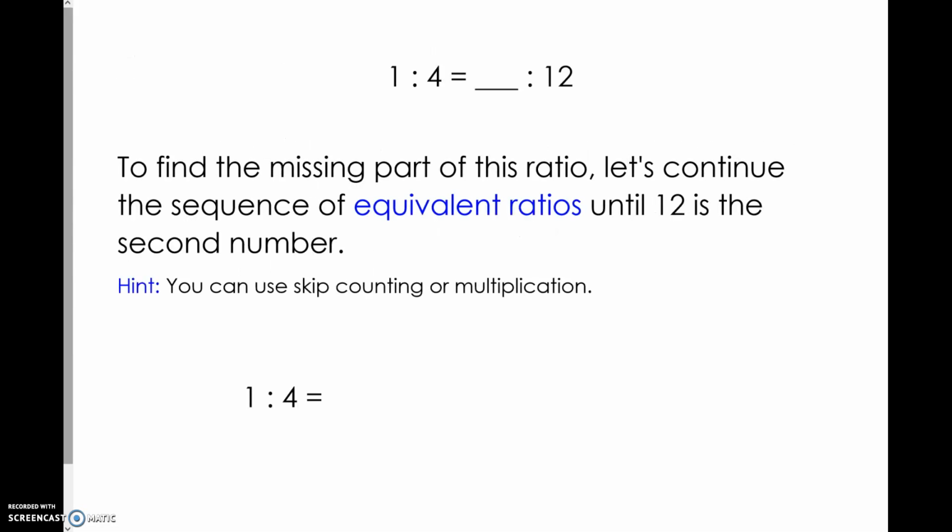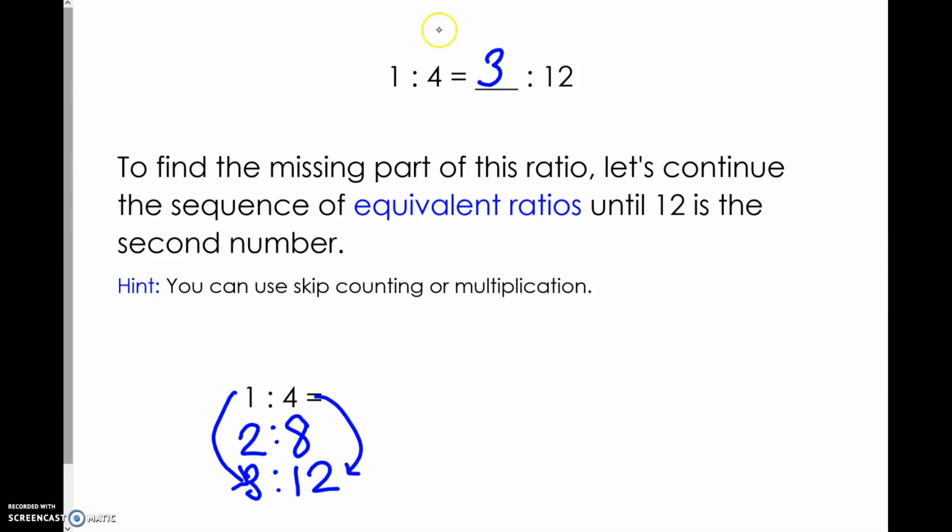Let's try a new example. To find the missing part of this ratio, let's continue the sequence of equivalent ratios until 12 is the second number. Hint, you can use skip counting or multiplication. 1 going up to 2, we've multiplied by 2. 4 times 2 is 8. Increasing by 1 would be 12. 4 times 3 is 12. 1 times 3 is 3. Therefore, our missing number is 3.